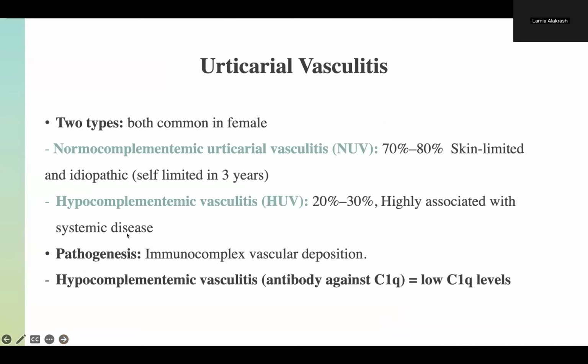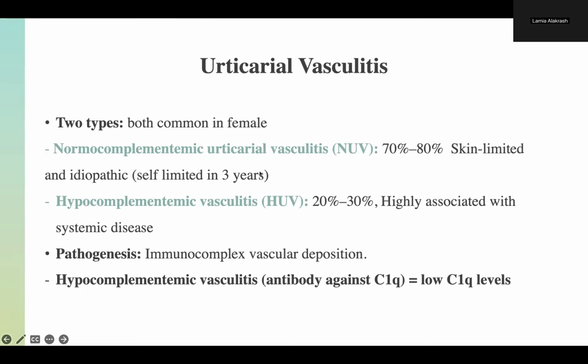The last entity we will talk about today is urticarial vasculitis. We have two main types, and both types are more common in females, especially hypocomplementemic vasculitis. The first type is normocomplementemic urticarial vasculitis, so we have normal complements. It's the most common type, in up to 80% of patients. It is usually skin limited, and most of the time it's idiopathic, and it has a better prognosis because it's self-limited. Hypocomplementemic vasculitis can occur in up to 30% of patients. It is highly associated most of the time with systemic diseases.